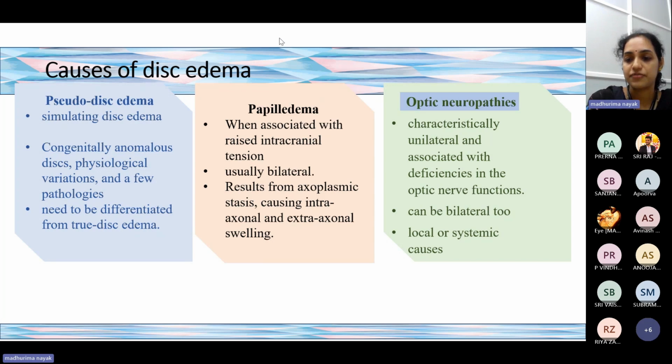So what are these optic nerve functions? I'll tell you in a while. It can be bilateral, and just because it's bilateral doesn't mean it is not optic neuropathy. There are multiple local and systemic causes for this.